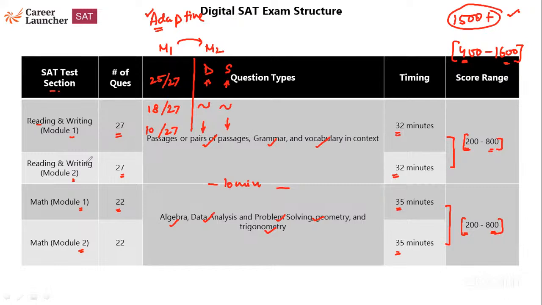Vardhani says, sir, will there be negative marking? No, there is no negative marking. So you can attempt all those questions, but the test is adaptive.